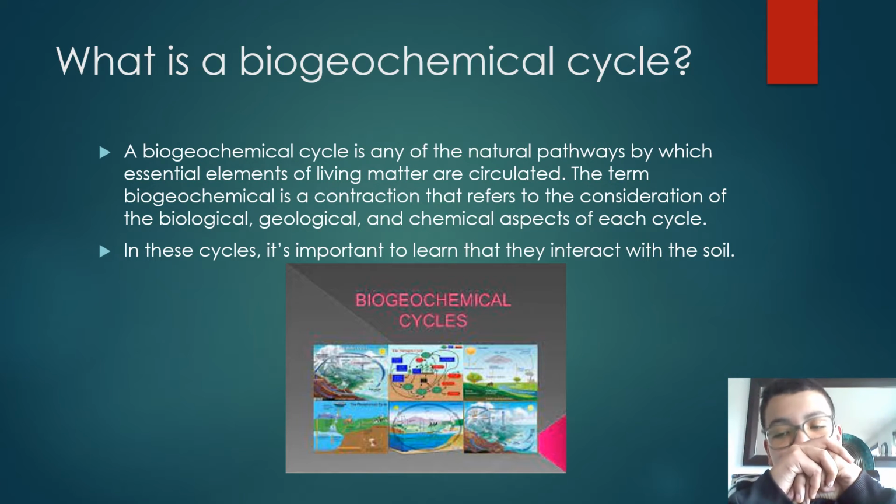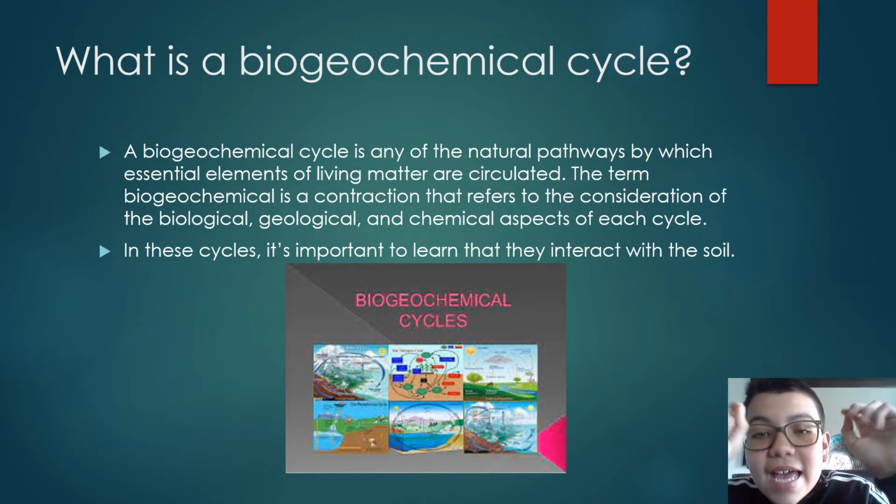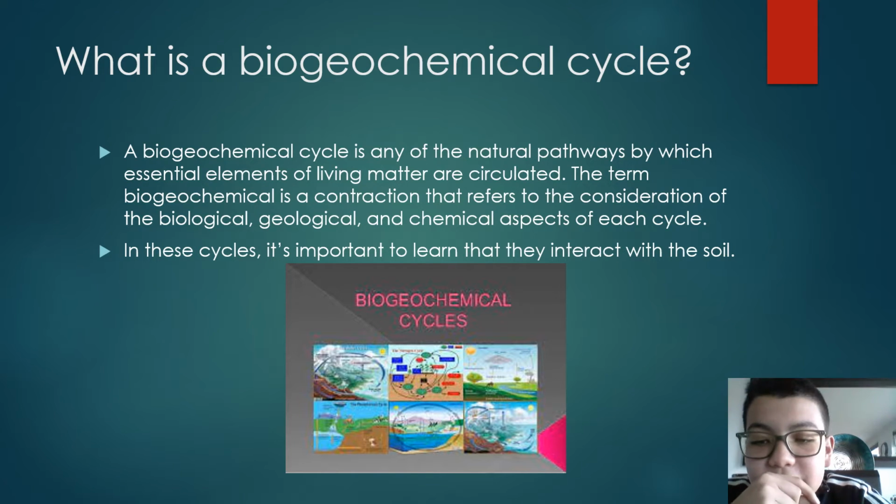Well, we have to begin with this question. What is a biogeochemical cycle? Well, a biogeochemical cycle is any of the natural pathways by which essential elements like nitrogen, like carbon, etc. of the living matter are circulated. The term biogeochemical is a contraction that refers to the consideration of the geological, chemical, and biological aspects of each cycle. In these cycles, it's important to learn that all the cycles interact with the soil. Remember, with the soil.